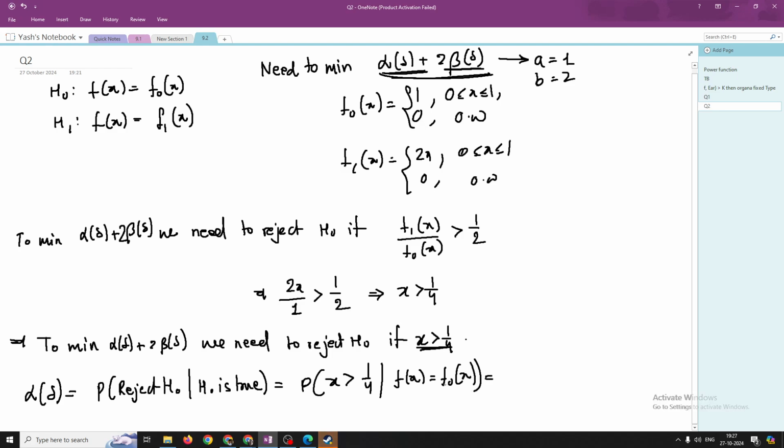So according to f naught of x, this probability is the integral from 1 by 4 to 1 of f of x dx, because beyond 1 the density is just 0, so we don't write that here. f naught of x is just 1, so this is just dx, which means this is just 1 minus 1 by 4, which is 3 by 4. So this is my alpha delta.